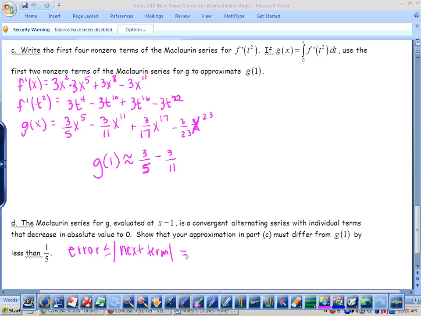So in this case, your error has to be less than or equal to what? What's the next term that I didn't use in g of x? Evaluated at x equal 1 would be 3/17. Now, they like to throw this last part in here, that the error is less than 1/5. Is 3/17 less than 1/5? Yeah, why? Because 1/5 is the same thing as 3/15, and 3/17 is less than 3/15.